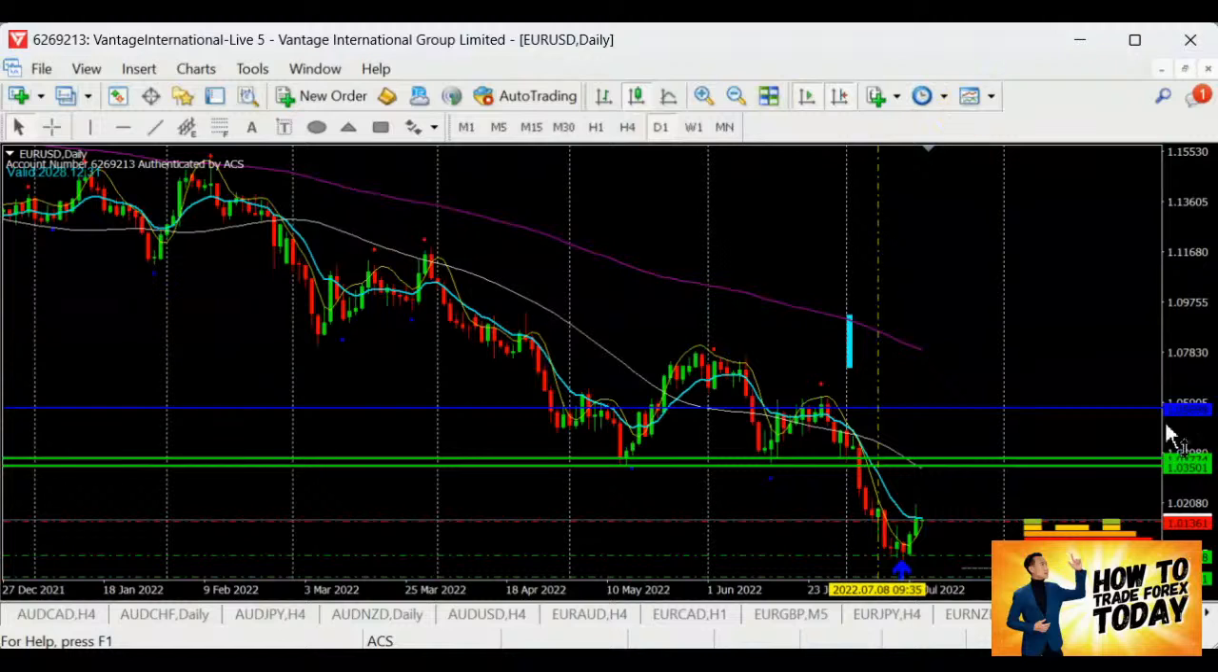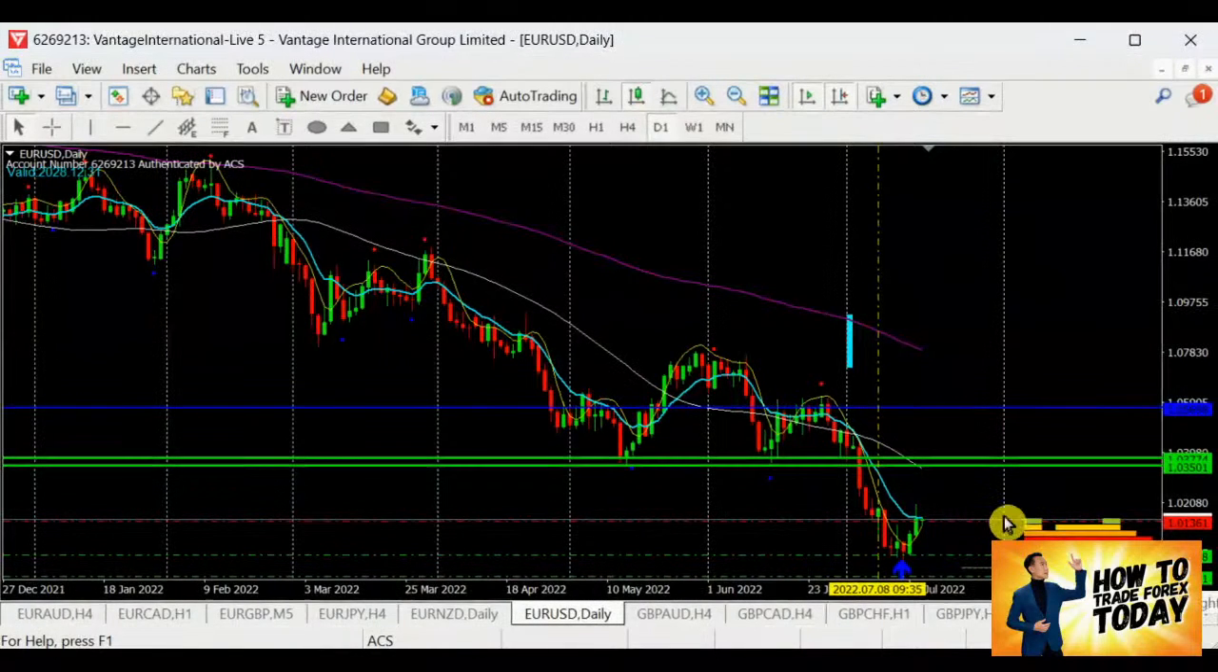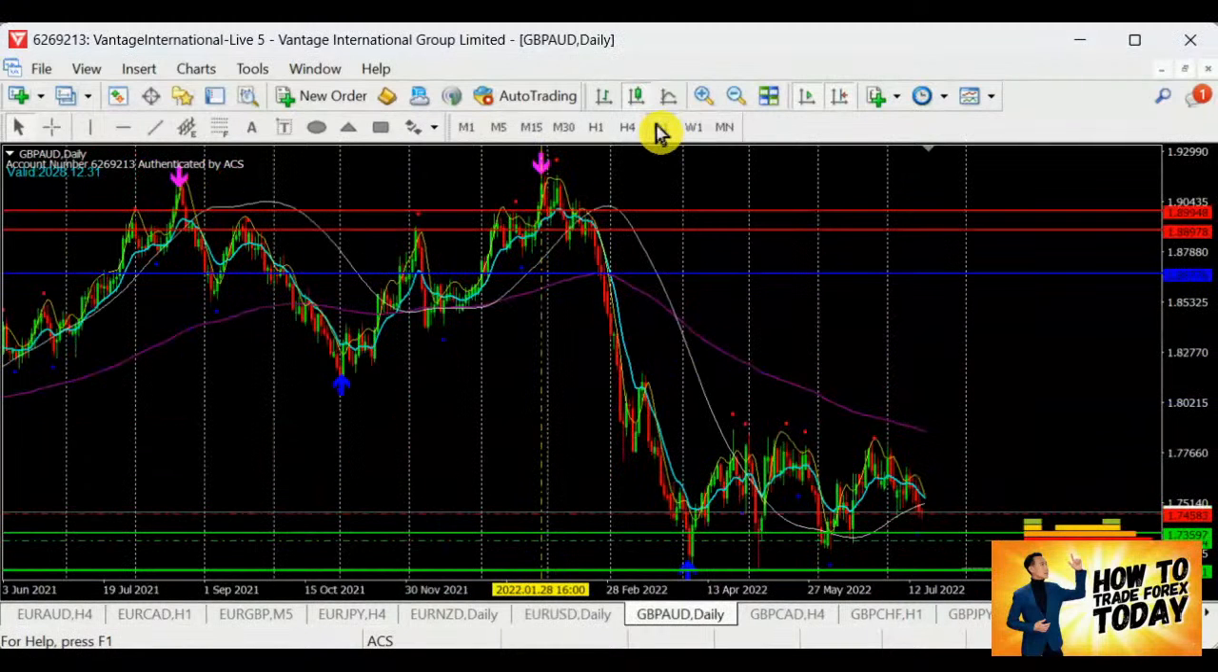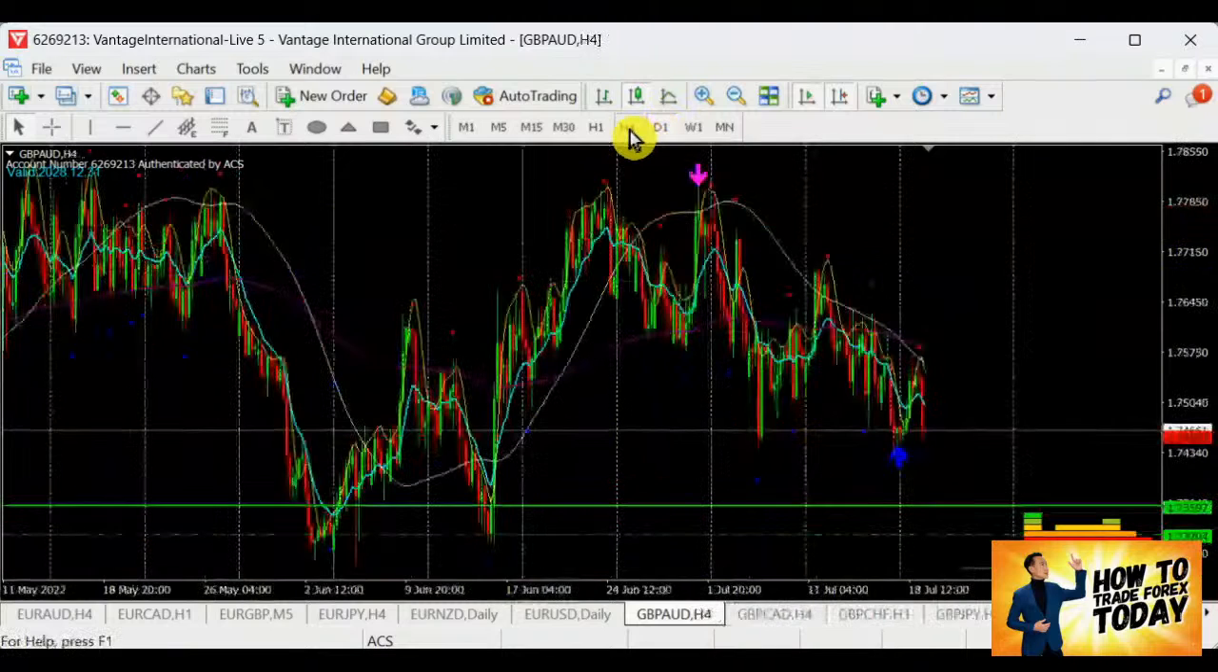Okay, so let's move on. Euro dollar, I will not put this into my watch list. How about pound Aussie? Pound Aussie, yeah, we are coming back for a retesting. Pound Aussie is actually coming in for a retest.